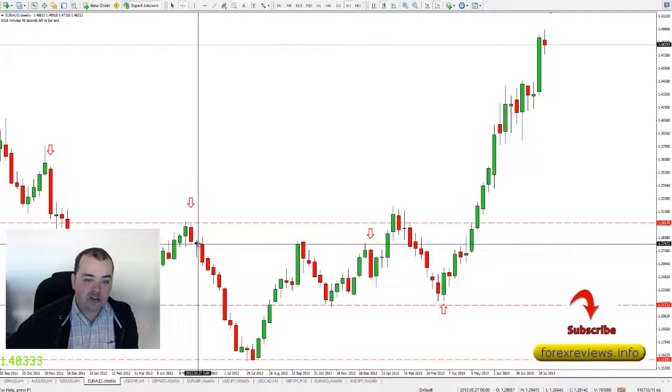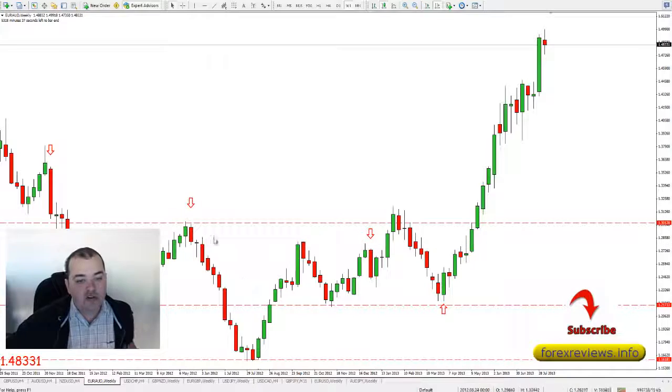So we got this move here. Let's have a look at it. Until it told you to get out. Where did it tell you to get out? About here. That's 970 pips, guys, from where it told you that there was a bear trend forming.